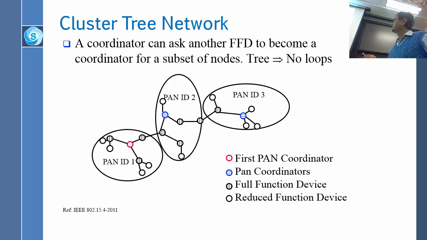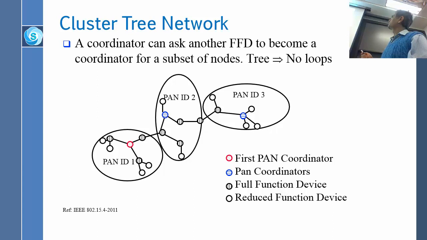And you can see FFDs and RFDs. One thing you should notice is that if they are connected to two devices, they cannot be RFD. An RFD can connect to only one device, so they are always the leaf. Anything that can connect to two devices is a full function device. And the whole thing is a tree. So it's no longer a mesh as we showed in the beginning. There are no loops anywhere inside or outside.